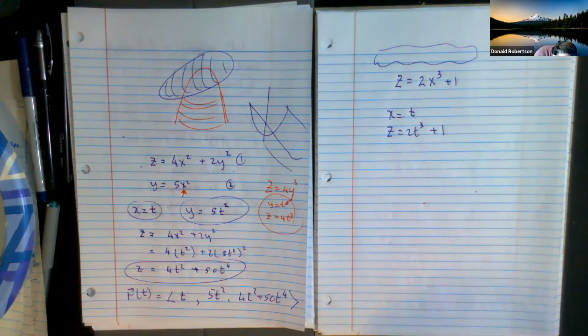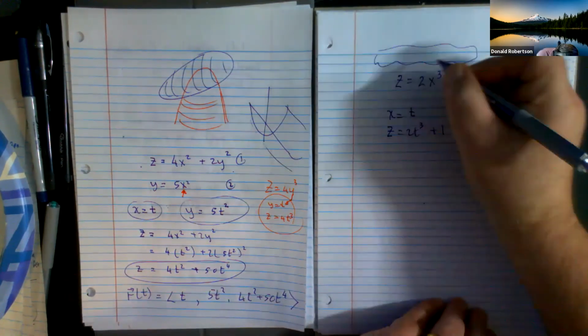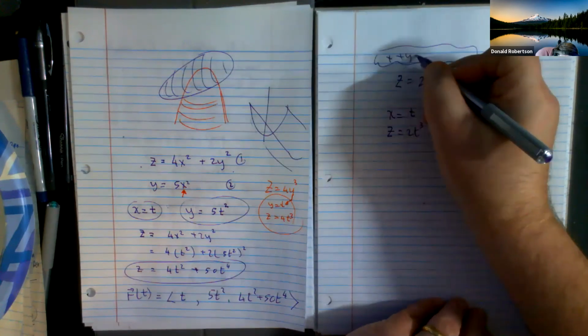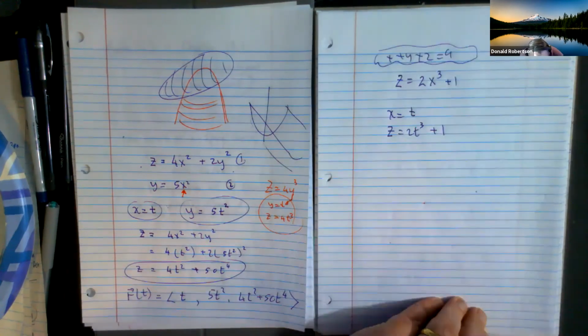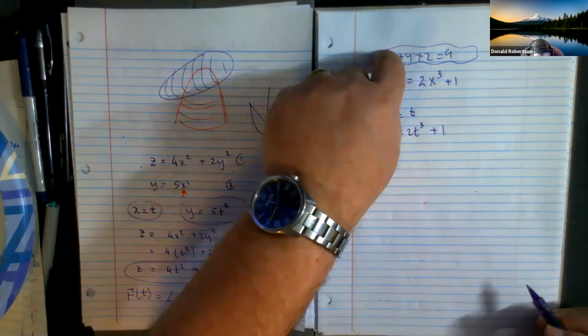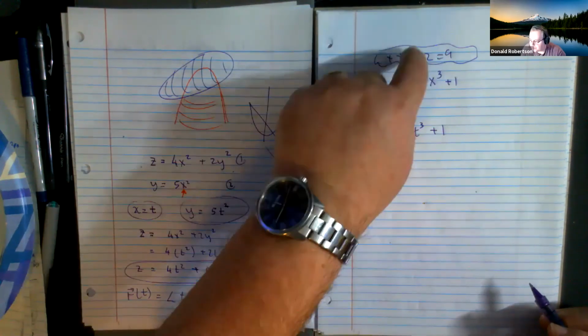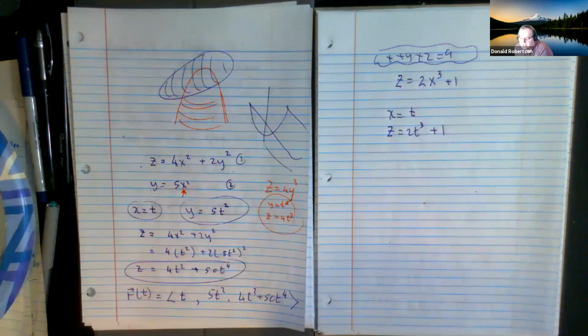Now, whatever's up here, I don't know what it is. x plus y plus z equals 9, right? Whatever is up here, don't you replace the x with t, the z with that, and then solve for y, and that'll be what y is in terms of t, and that should finish your question. Does that help? Great. Okay.